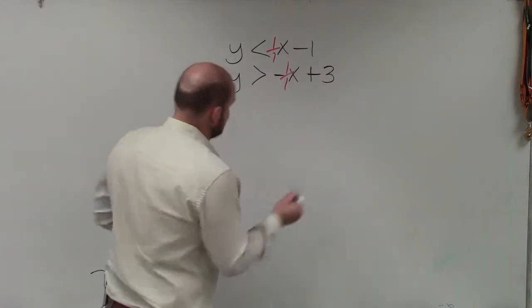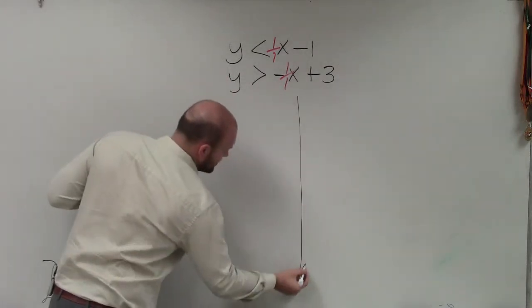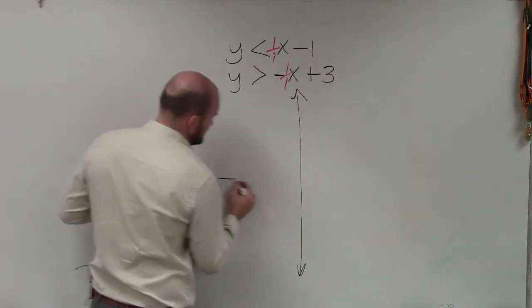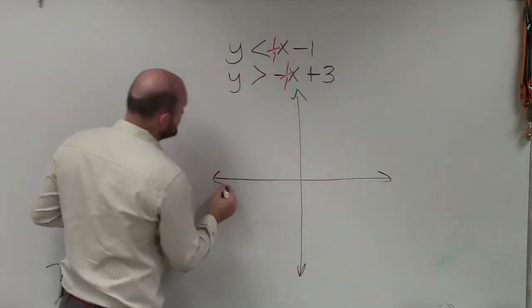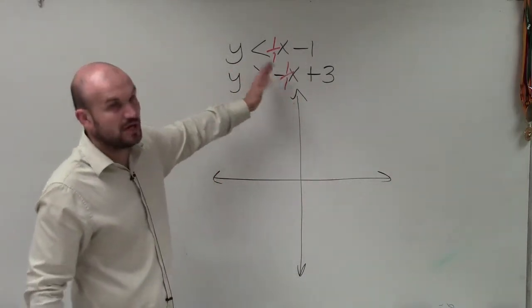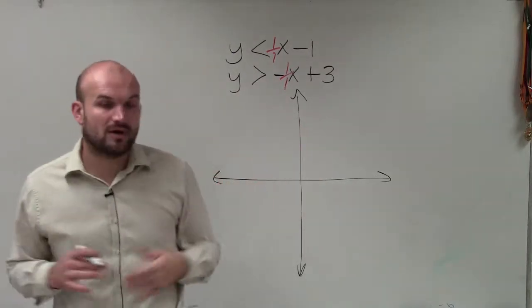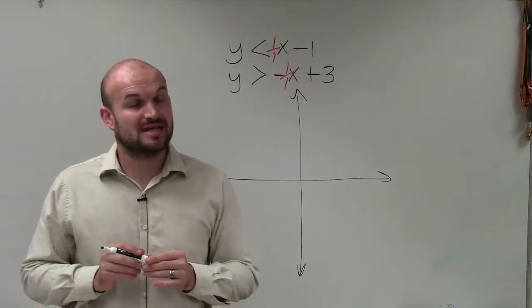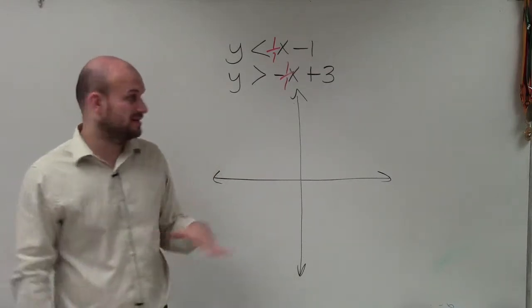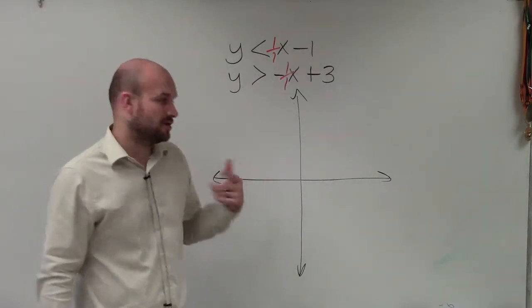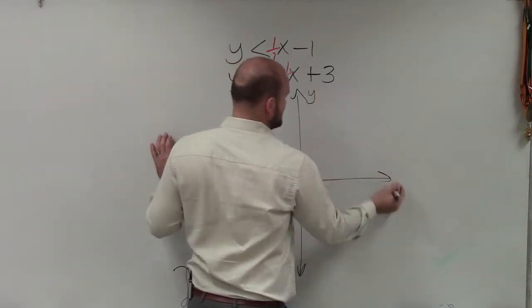To graph this, I'm going to forget about the shading for a second and just pretend these are equations. However, I do notice that both of my inequality symbols are less than and greater than, not less than or equal to or greater than or equal to. So therefore, I am not going to be graphing solid lines. I'm going to be graphing dashed lines because both of these boundary lines are not a part of the solution.